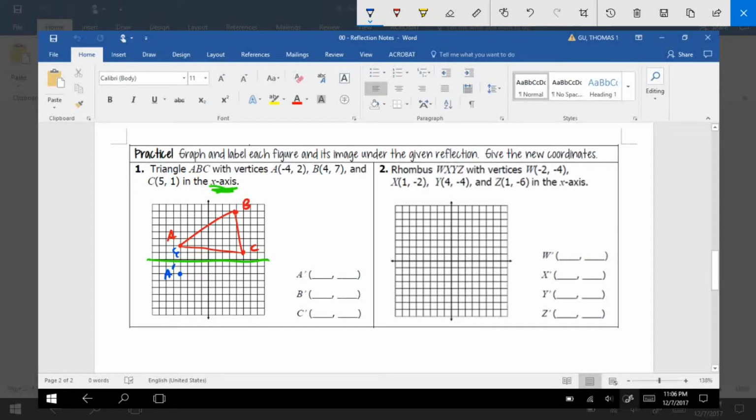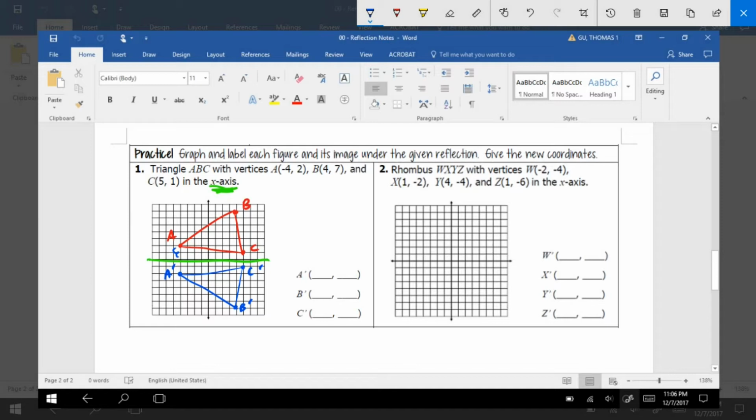Where would B prime be? Well, if B is 7 spaces up, we would go 7 spaces down to find B prime. So B prime is going to be right here. And then C is 1 space up from the line of reflection, so we're going to go 1 space down, and it'd be right here, C prime. If we did it right, when we connect our points, we should have an exact mirror image of our original. And do we? Well, it's not perfect because I didn't draw perfectly, but it is a mirror image, so we know that we did it right.